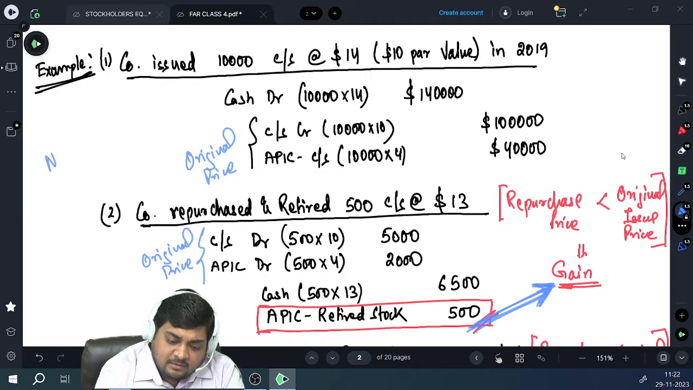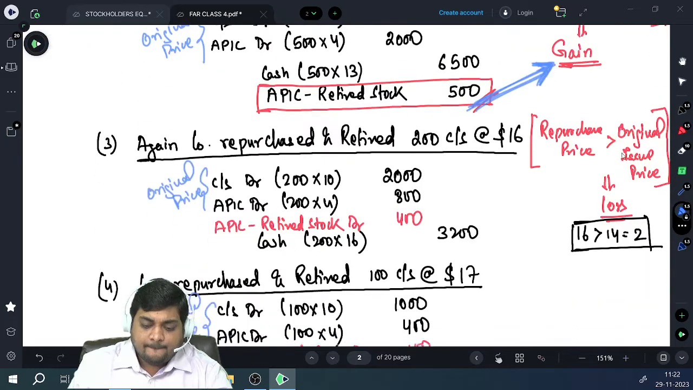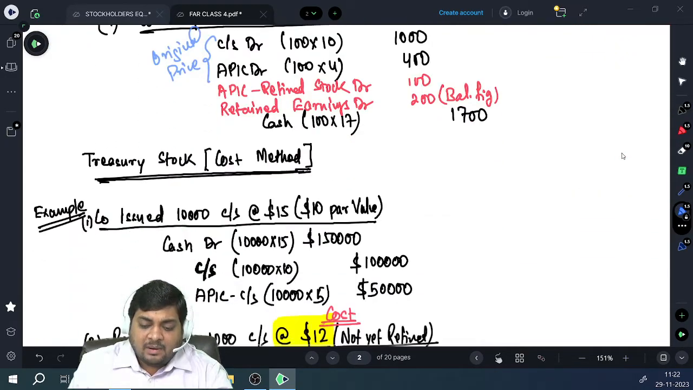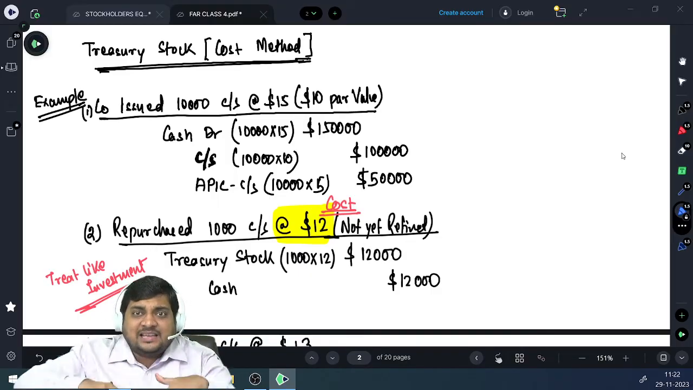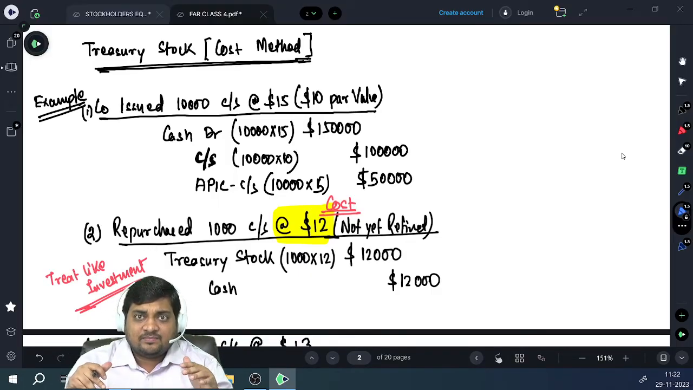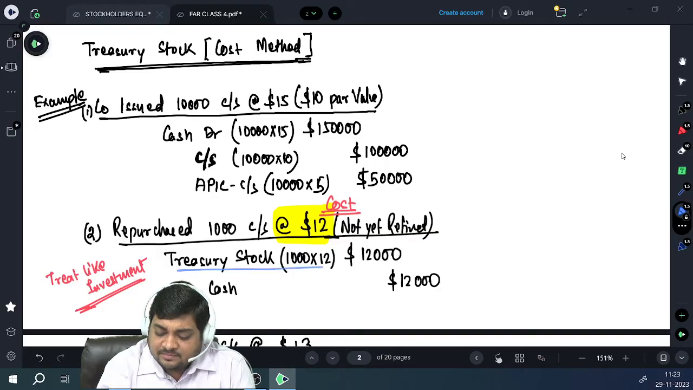Out here, the number of outstanding common stock is anyway decreasing, but here the number of outstanding stock will decrease, but we haven't retired it permanently. We might resell it again. So in cost method, simply treat it like investment. This is purely investment, debit to cash.